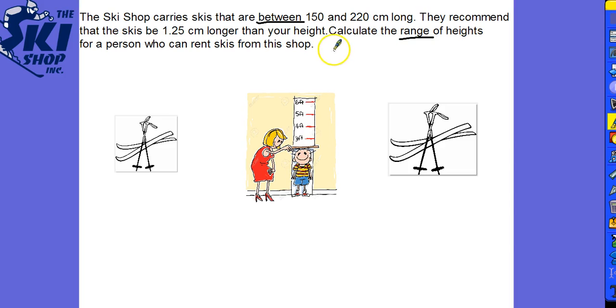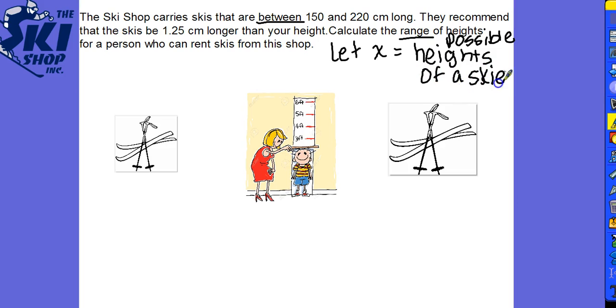All right, so let's let x represent. What are we looking for, people? The height. I think we should say the possible heights of a skier. So the possible heights of a skier. Because there's more than one height here, right? It's a range of heights. So we're going to let x represent the heights of a skier.